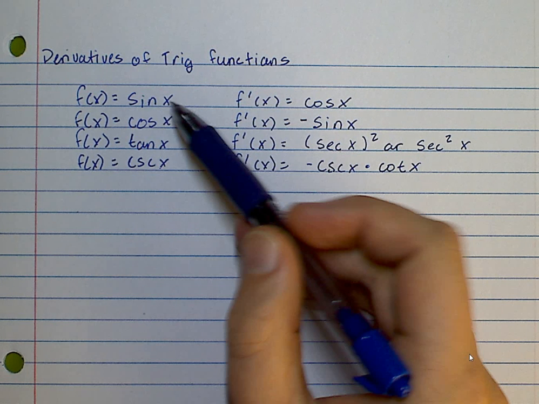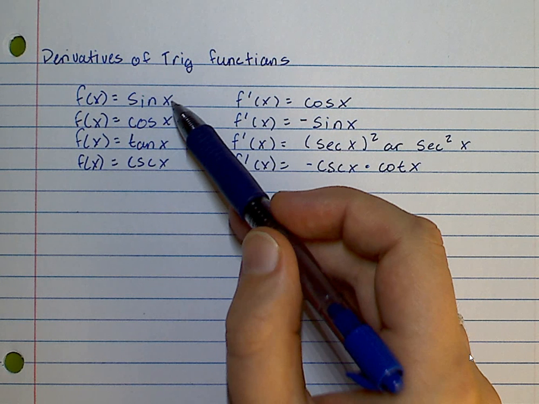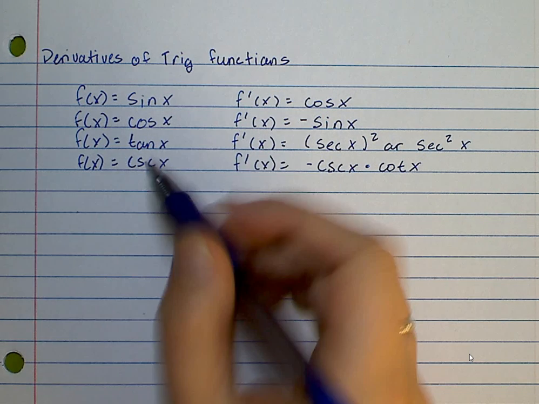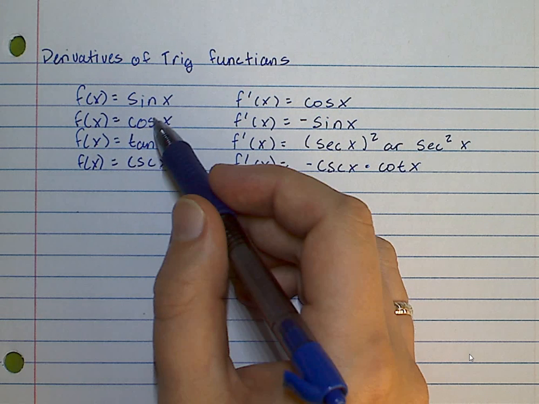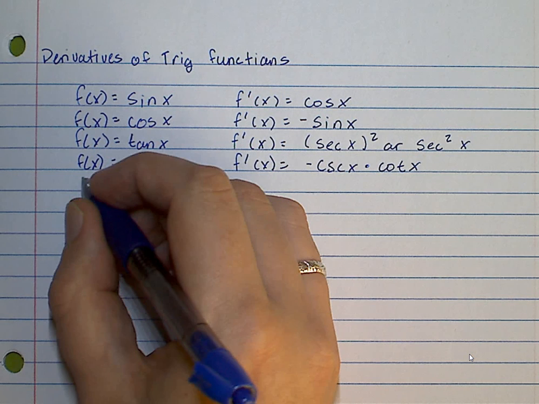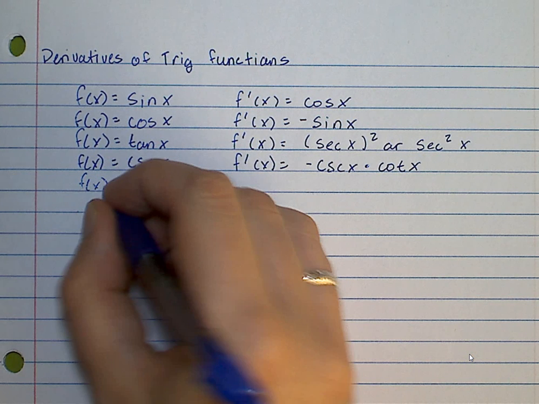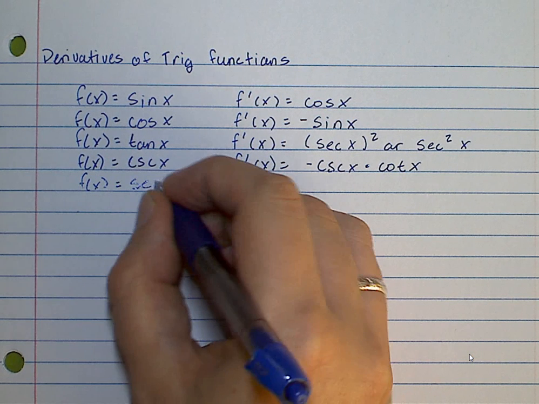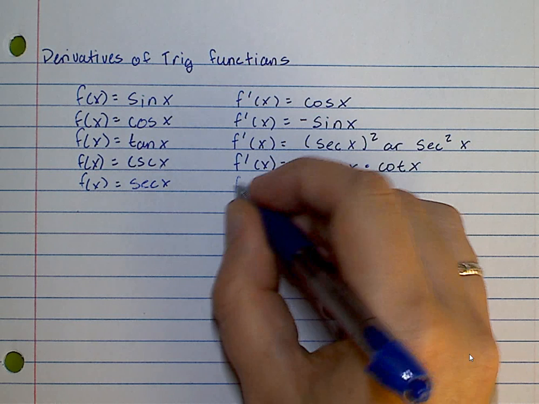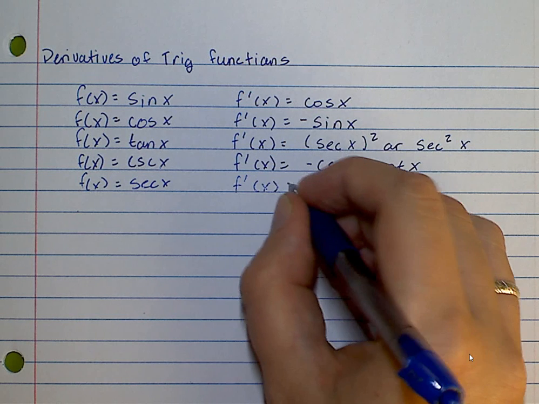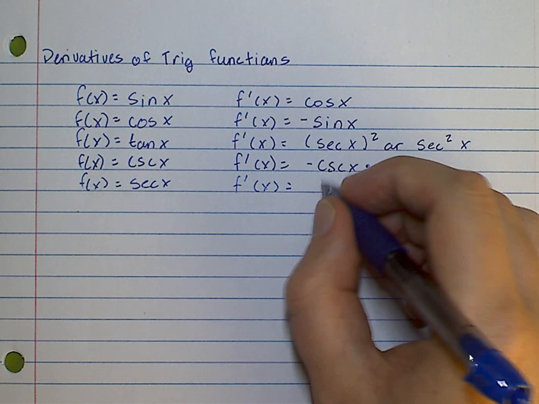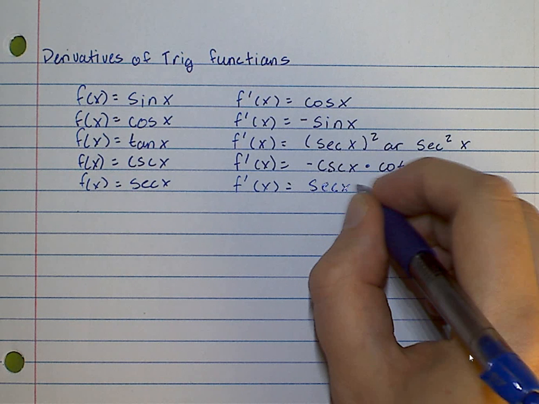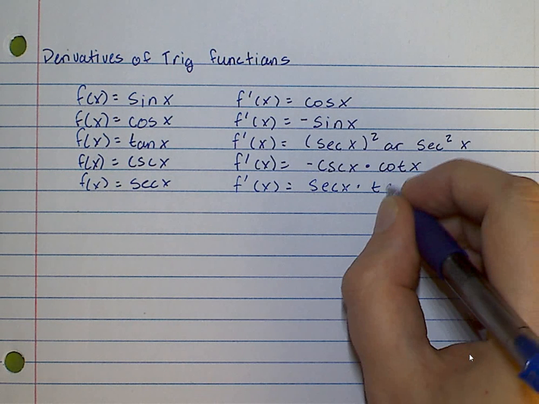So the inverse of sine is cosecant. What's the inverse of cosine? Secant. So let's say we got f of x is equal to secant x. The derivative of secant is secant x times tangent x.